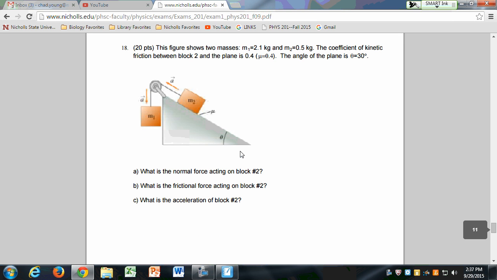Okay, here we go. This one's similar to the one that we were looking at before, but it's made a little more complicated because it has friction. I have these two blocks. I know that they're accelerating. It tells me that it's accelerating in this direction. I can draw my coordinate systems here and here. I'll go and label my forces. I know this angle is 30 degrees. It says that in the problem.